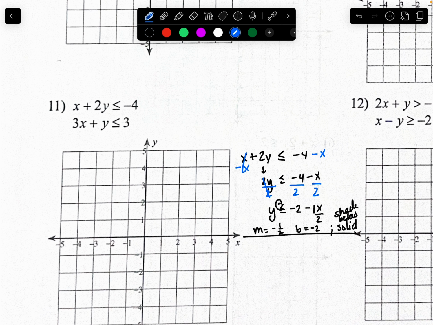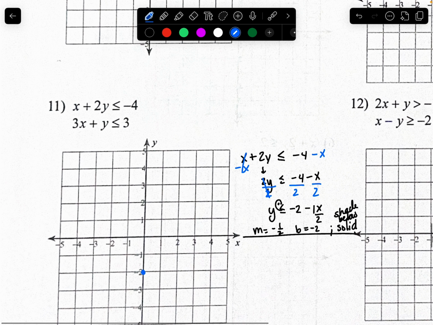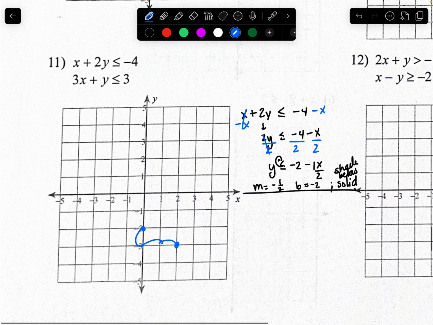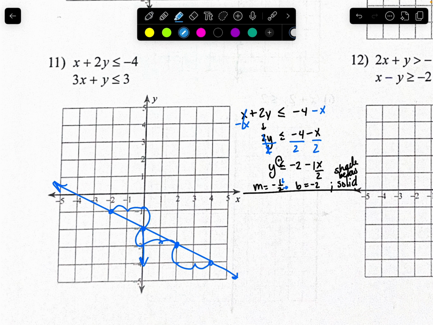Okay, let's start at -2. I go down 1 to the right 2. I go down 1 to the right 2. Okay, and then just cut, oh shoot. Connect your lines. All right. Shade below. So look at your y-intercept, just shade below. Okay.